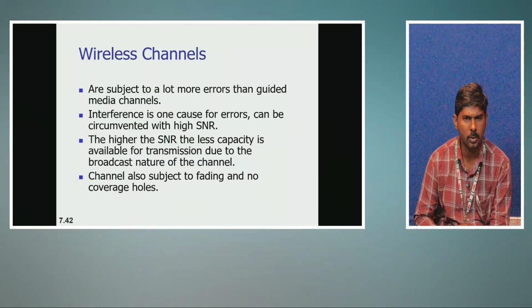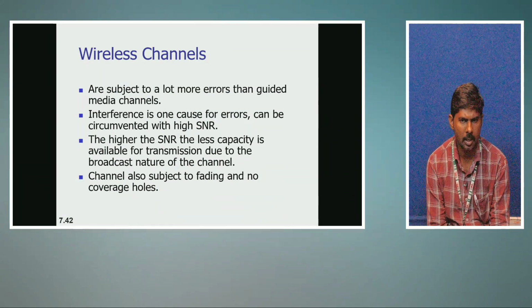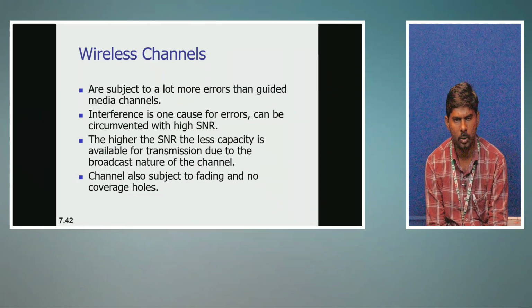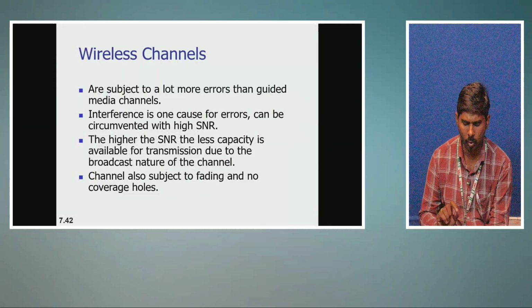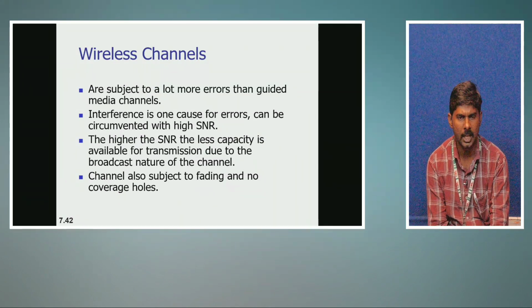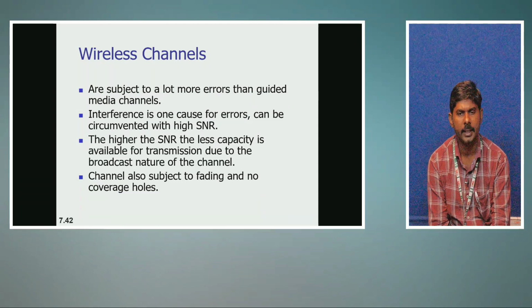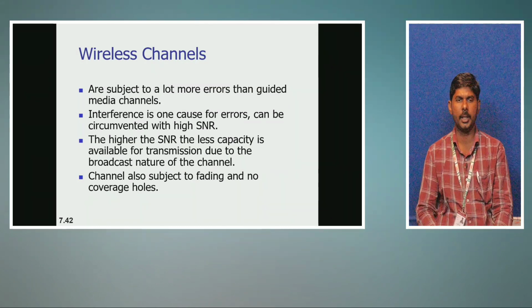So wireless channels are subject to many more errors than guided transmission media. Interference is one of the basic factors, so the SNR will be very low. To increase the SNR, due to the broadcast nature of the channel, we have to decrease the noise. Channels are also subject to fading and no coverage holes. So up to now we have covered different transmission media, guided and unguided. In guided transmission we covered twisted pair cable, unshielded and shielded twisted pair cable, coaxial cable, and optical fiber cable. Then the next one is unguided transmission media, where we use wireless communication.